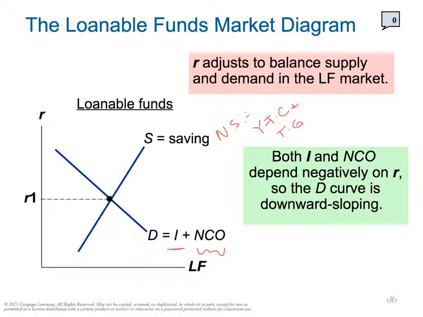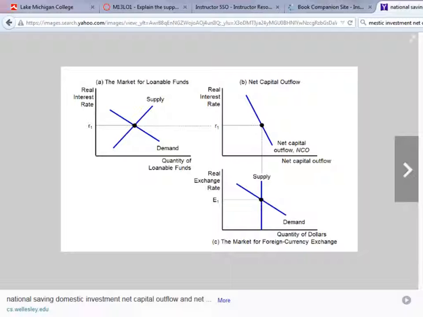Where the demand for loanable funds and national savings intersect, that would be our real rate of interest, and then the amount of loanable funds would be the intersection in the loanable funds market. Again, just remembering that both investment and net capital outflow are negatively correlated to the real interest rate, so the demand curve, as we've said before, is downward sloping. This is very similar to what you see in your book in Figure 4.